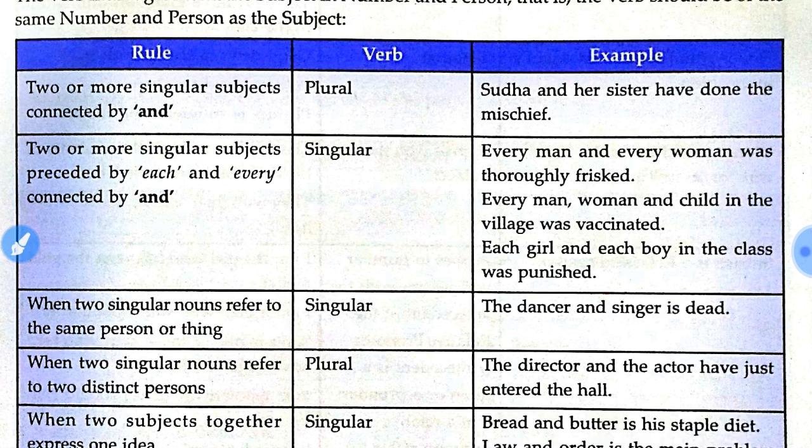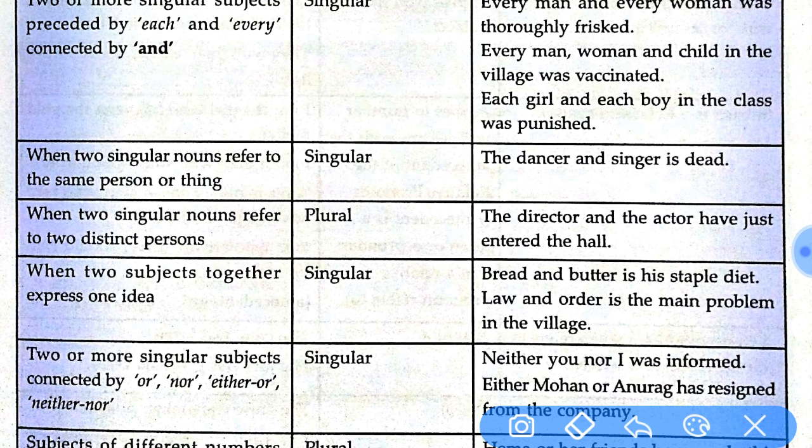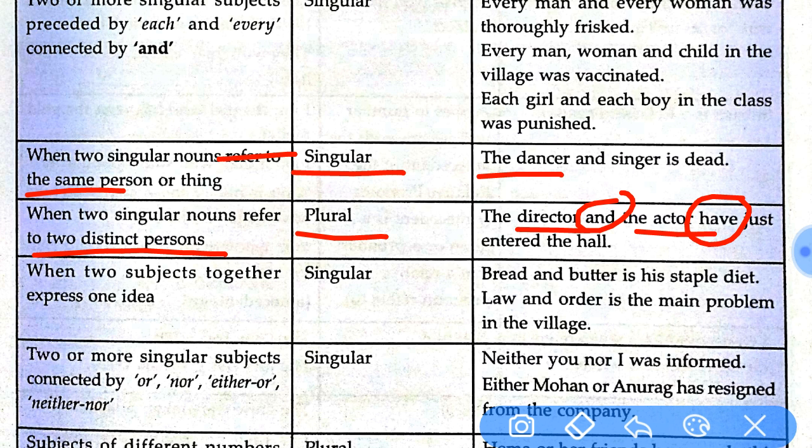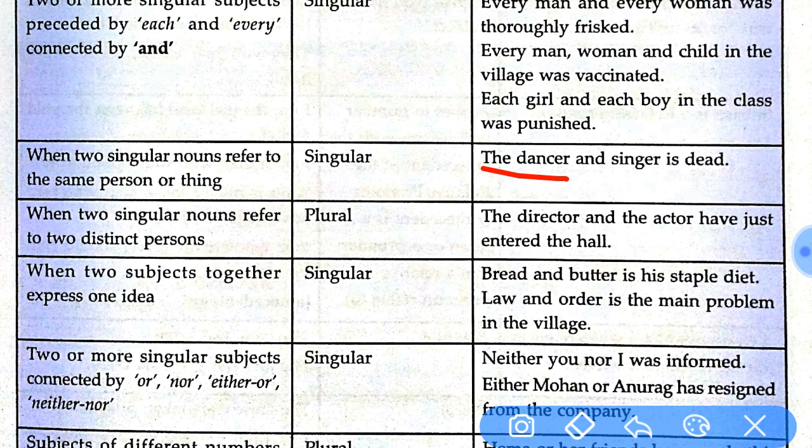Now at the same time, when two singular nouns refer to two different persons, then it will be plural. Let's see: the director and the actor have. So the director and the actor are joined with and, and have is a plural verb. I hope you understand. Look here, in the first sentence the singular nouns refer to the same person; the easy way to understand is that in the dancer and singer, the article is not repeated. Whereas in the second sentence, you see the director, the actor.